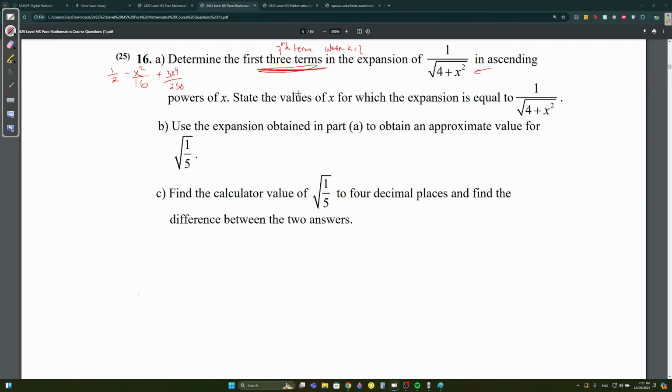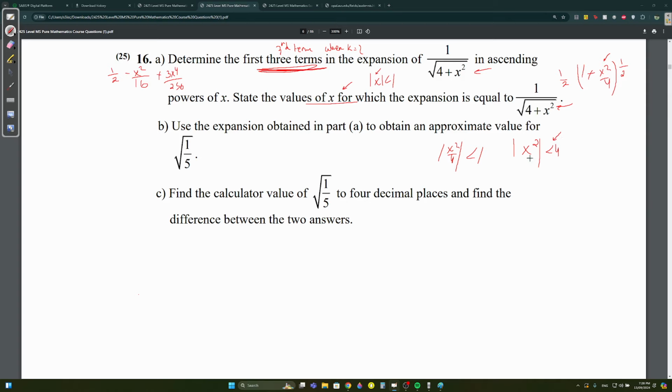There is this other part in part A where they ask for the values of x for which the expansion is valid. We expanded 1 plus x squared over 4 to the power of 1 over 2, and we know the condition is absolute value of x less than 1. My x here is x squared over 4, so absolute value of x squared over 4 less than 1. Multiply by 4, and you get x squared less than 4 in absolute value.